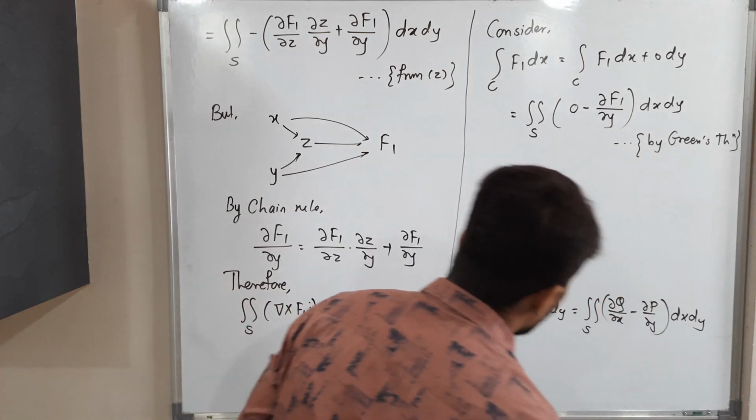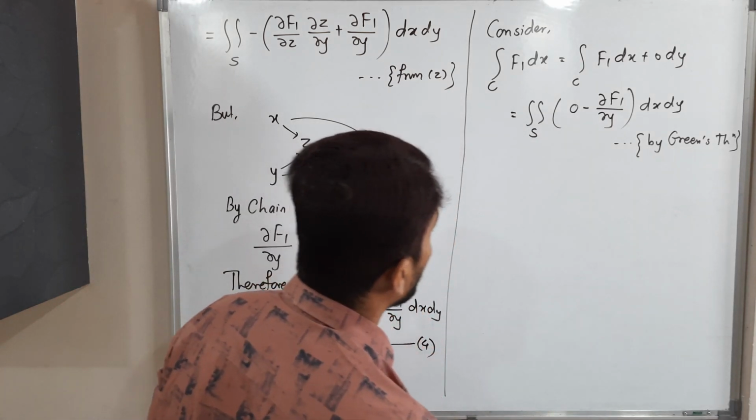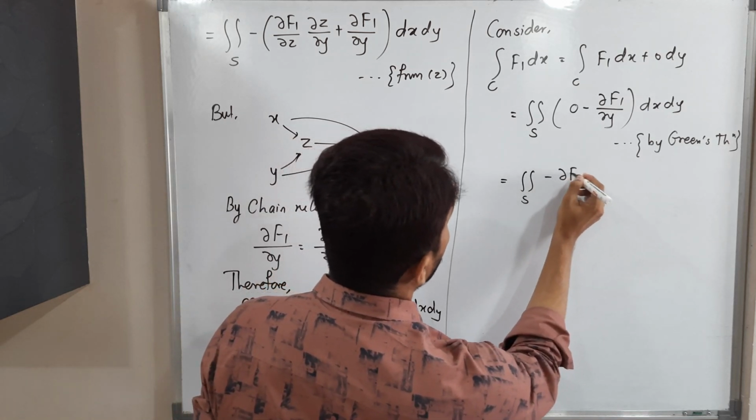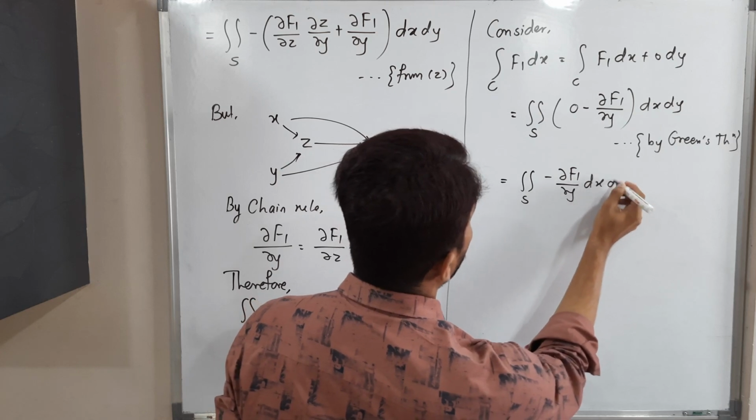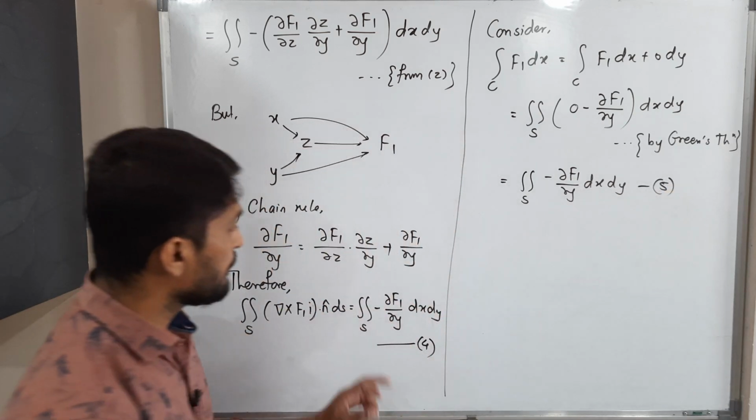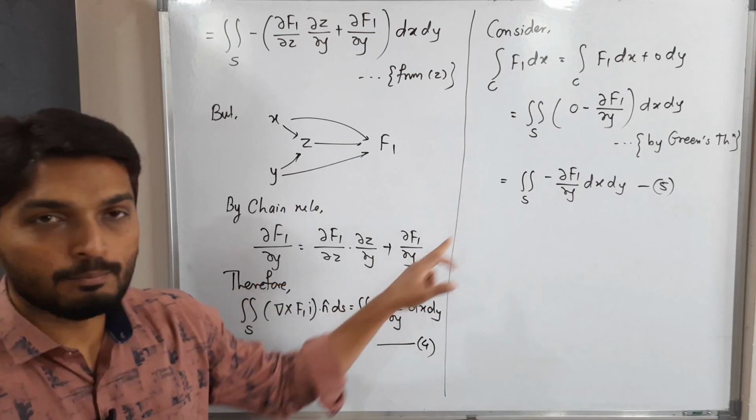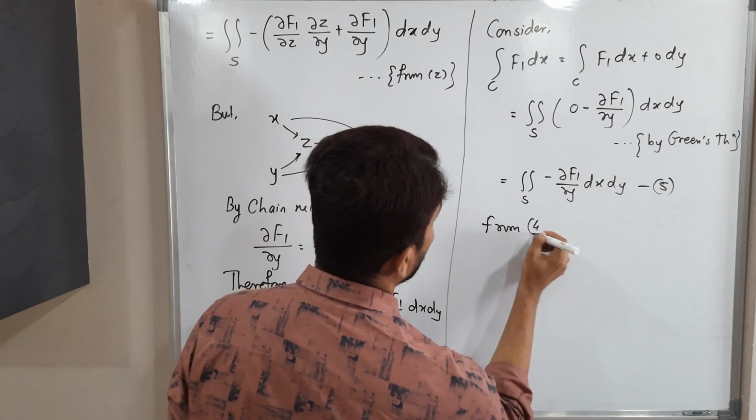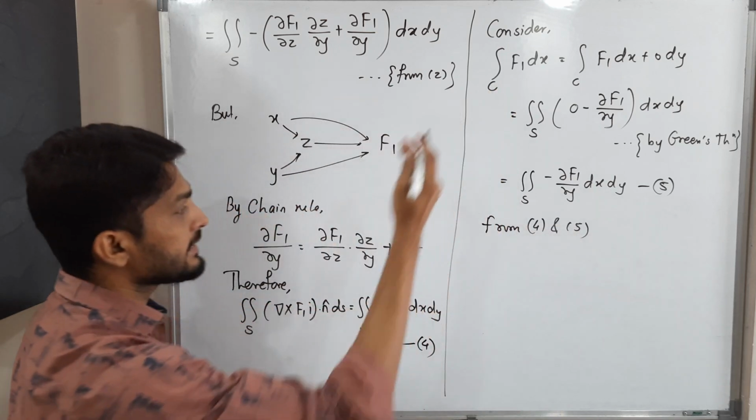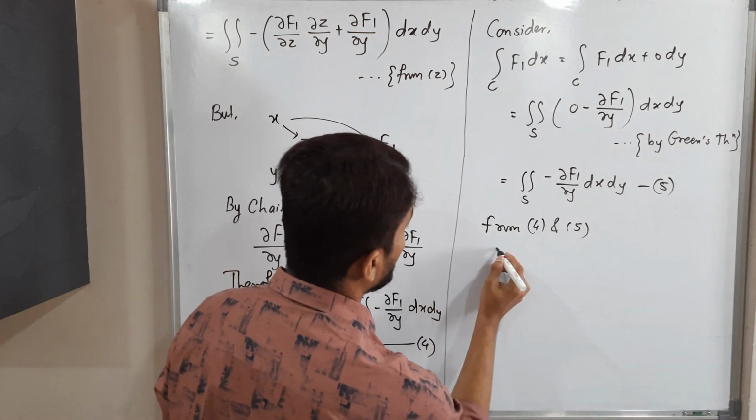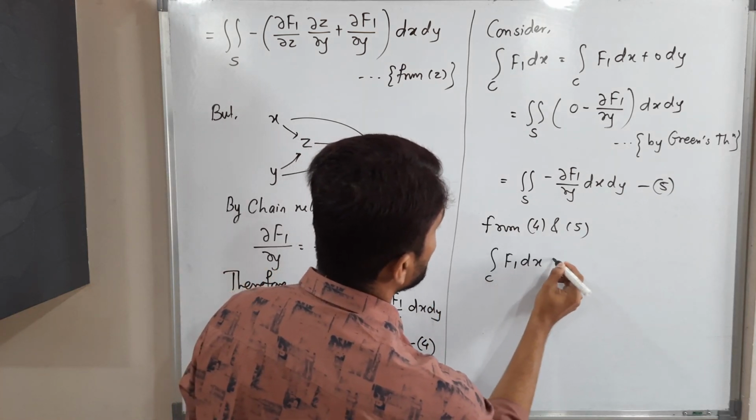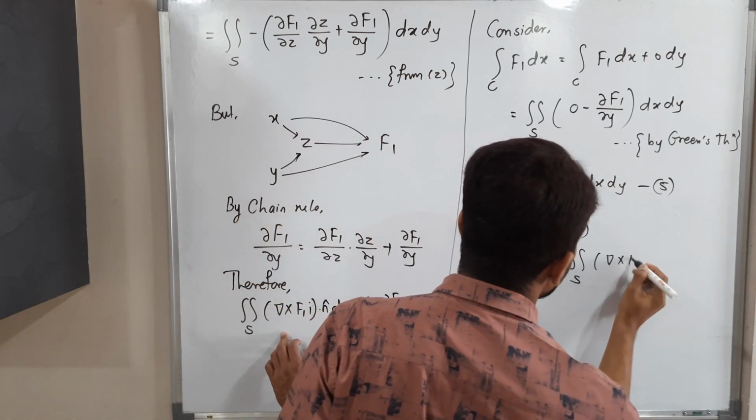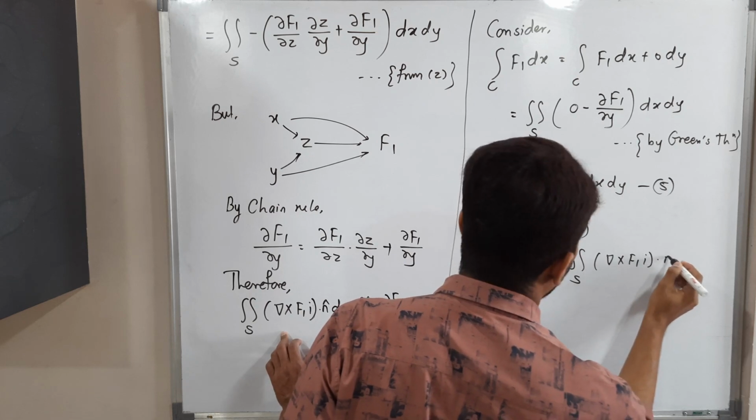Let me write it in a simple way: double integration over S of minus ∂f1/∂y dx dy, equation number 5. Tell me, are both of them the same? Yes, both of them have equal value. Therefore from 4 and 5, we can say the left hand side is equal to the right hand side. So the integration over C of f1 dx is equal to the double integration over S of (∇ × f1 i) dot n cap dS.